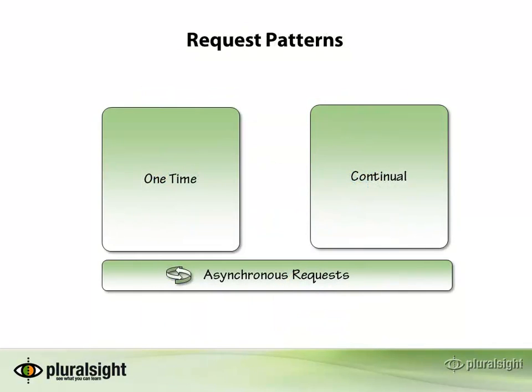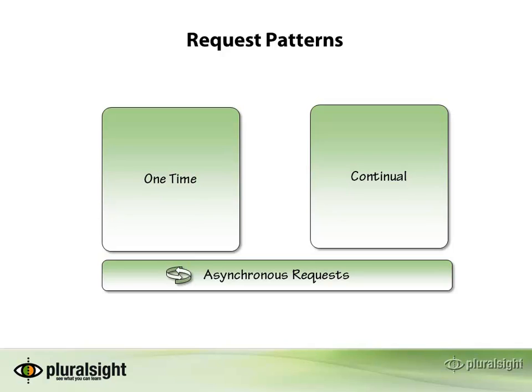The request patterns available to you are either asking for the location of the device one single time, say you're building a movies application, and instead of requiring that someone puts in their zip code, you could use geolocation to find out where they are and show the movies available in their area. Or you may want to set up your application to continually ask for the coordinates or position of the device. This might be useful if, say, you're building a mapping application.